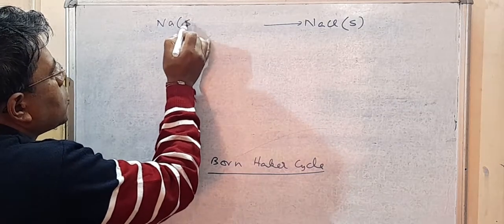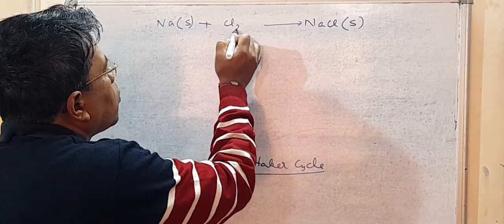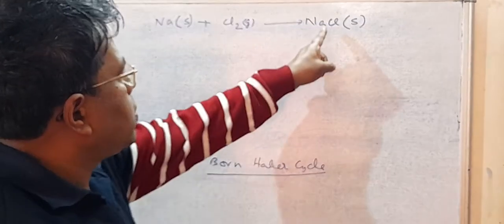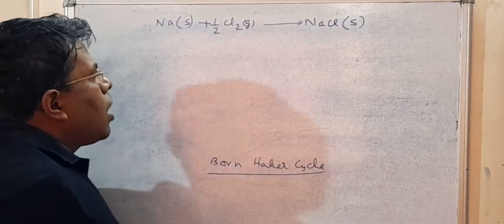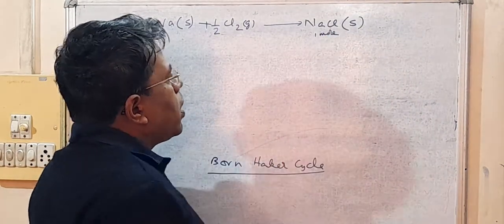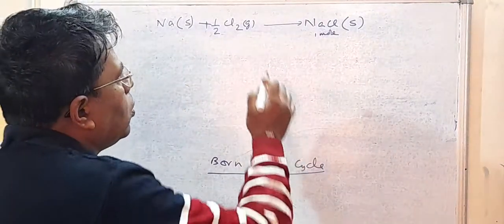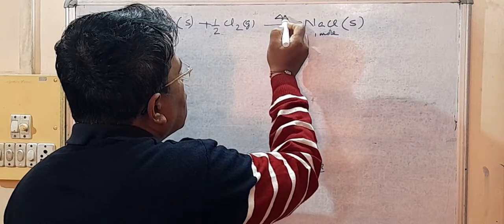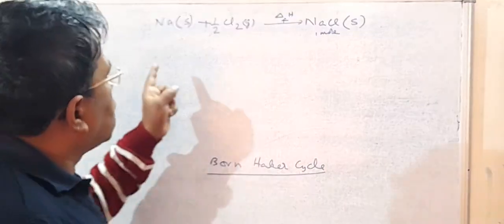Sodium, its physical state is solid. Then chlorine, chlorine is gaseous. And since here we have 1 Cl, to make it balanced, we have to write here half. So 1 mole of sodium chloride is being formed. So you know this enthalpy change, according to definition, is the enthalpy of formation.